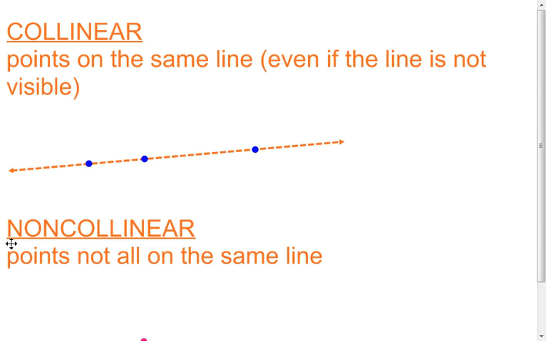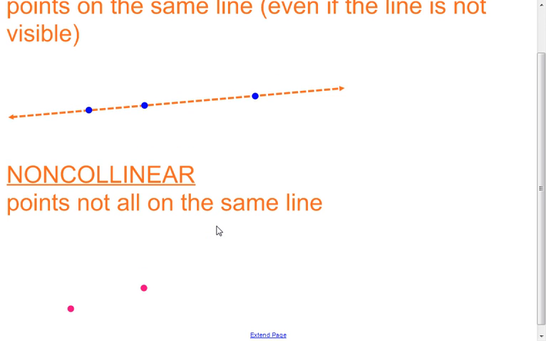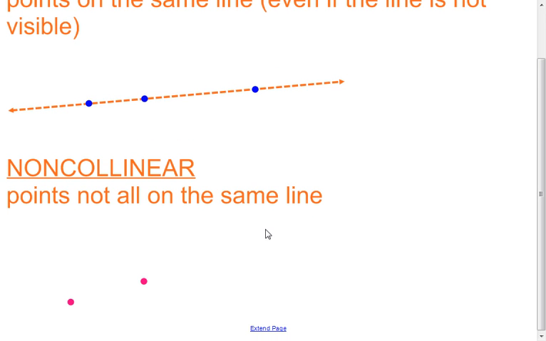Well, then the other side of it would be non-collinear. This would just mean points not all on the same line. And I come down here and I have an example with these 2 pink points. These 2 points, yeah, I could make a line go through them, so these 2 points are collinear. But what happens is, when I introduce this 3rd point, I can't get 1, 2, and 3 points all to be on the same line. So these 3 points together are non-collinear. If I just look at 2 of them, these are collinear, but as a group, all of them are non-collinear.